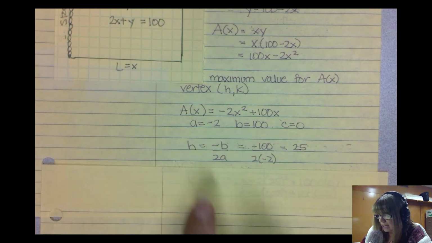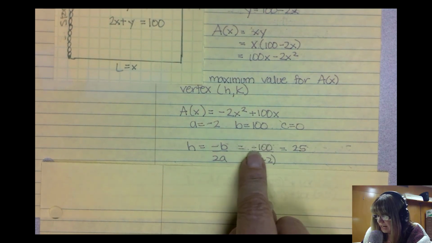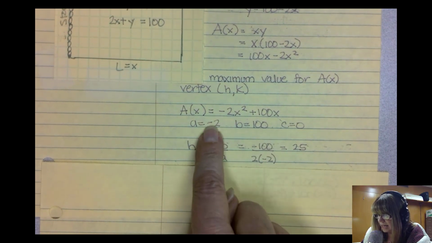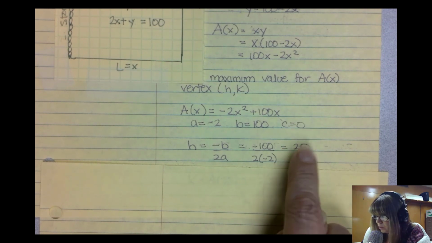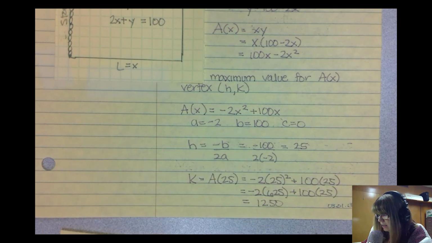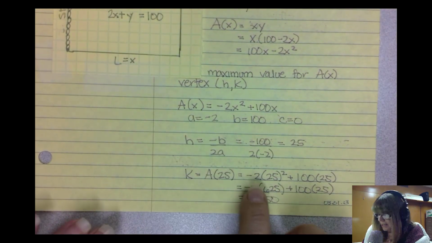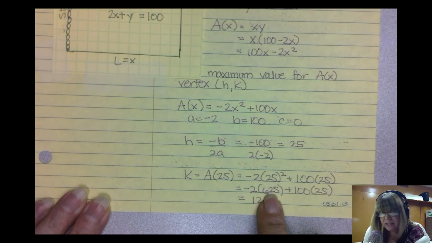Let's plug in for h, which we have our formula of negative b over 2a. b is 100, so we have negative 100 over 2 times negative 2. Negative over negative is positive. 100 divided by 4 is 25. Using our 25 to plug into our equation, we're going to find our k value. Plugging that in, we get negative 2 times 25 squared plus 100 times 25. 25 squared is 625. And if you throw that into a calculator, you get 1250.